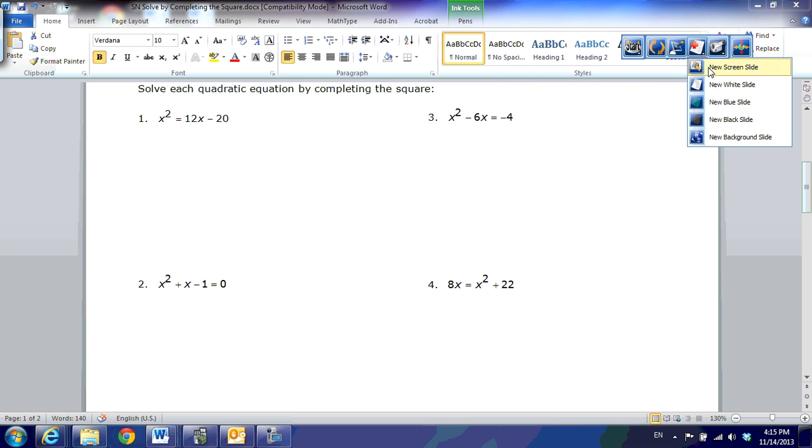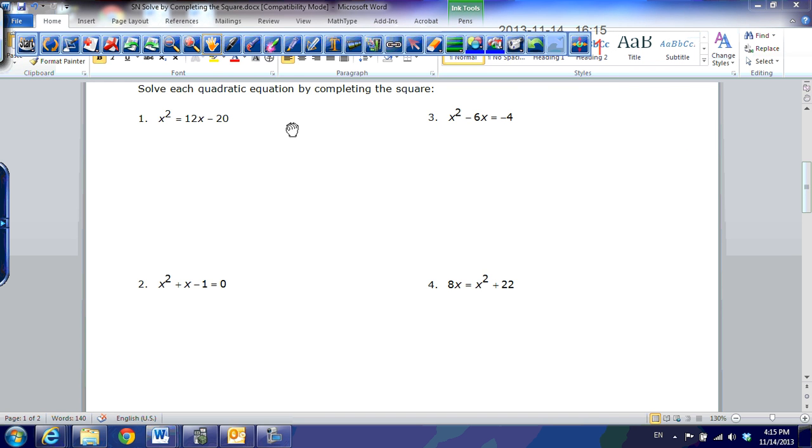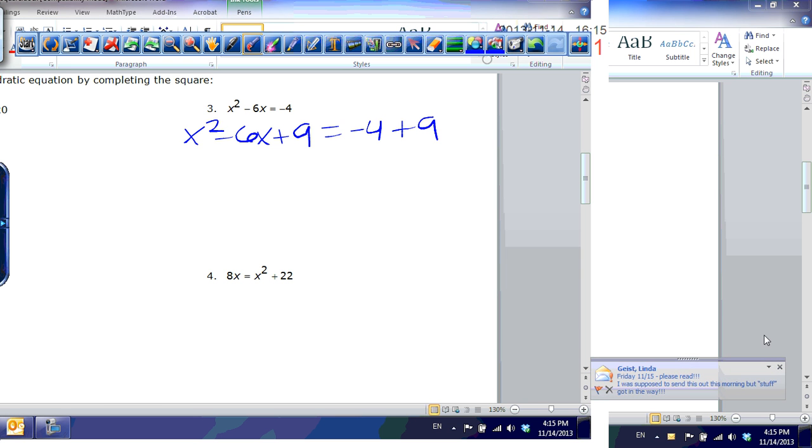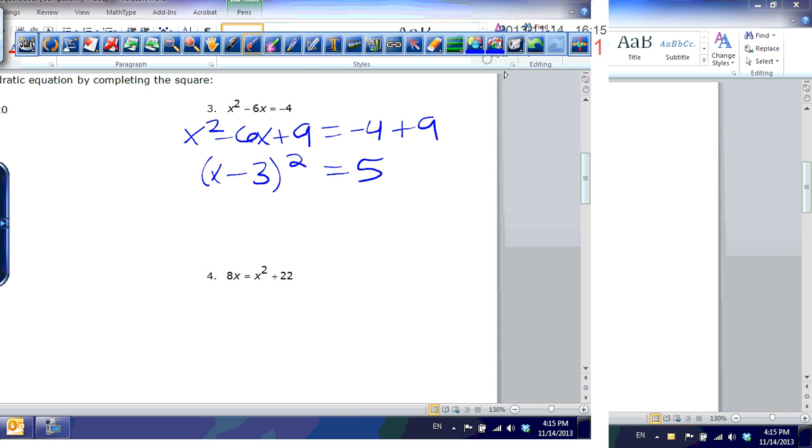Let's do number 3. I don't know what's happening on my screen over here. It's kind of weird. Everything is on one side, so now I'm going to take half of negative 6, which is negative 3, and square it, so plus 9. I just add 9 over here too. Then I'm going to factor, so x, and the number before I squared it was negative 3. And then I got 5.